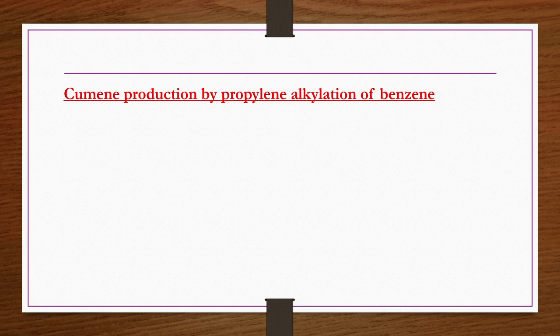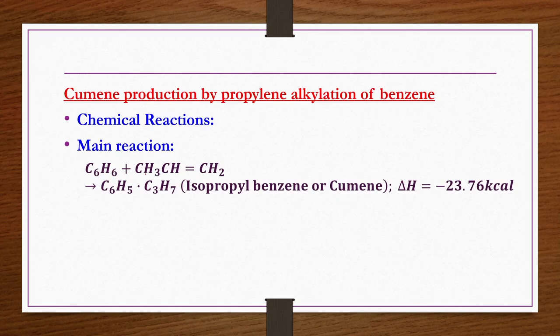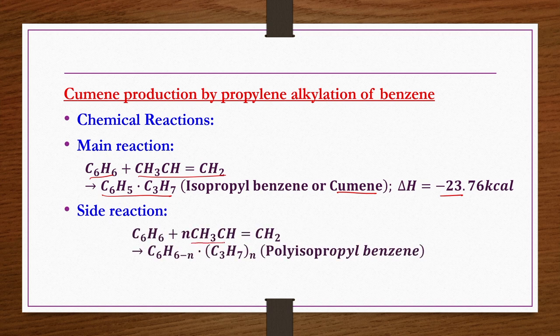Now, we discuss cumene production by one method, that is alkylation of benzene using propylene, or propylene alkylation of benzene to produce cumene. The chemical reaction is a simple, straightforward reaction between benzene and propylene giving cumene, C6H5C3H7, which is an exothermic reaction. A side reaction may also take place where polycumenes may form if n moles of propylene react with the benzene. So, this is what you have, polyisopropyl benzene or polycumene.